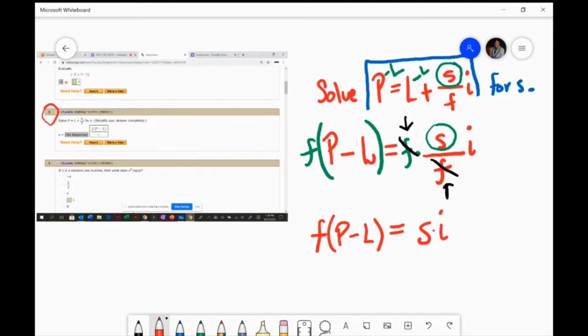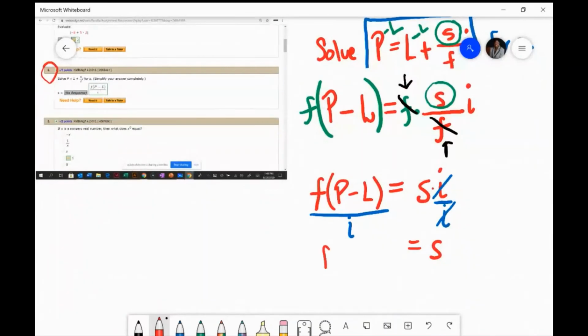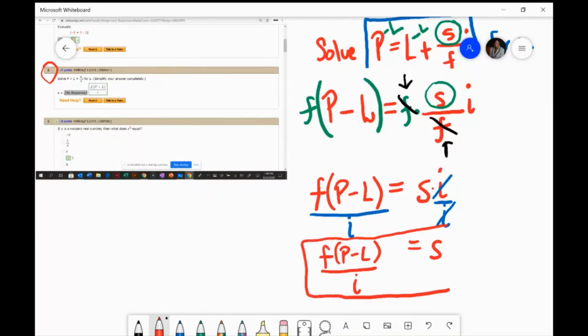Because this is multiplication here, right? So the inverse of multiplication is division. That's how we get rid of things, by doing the inverse of what operation is going on. So the I's cancel. So now we have S equals, and as you can see, S is on one side by itself, F times P minus L over I. So this is one way to get S by itself. No, it's not the only way to get it by itself, but that is one way. So make sure you have that written down, because you will get hit with that problem.